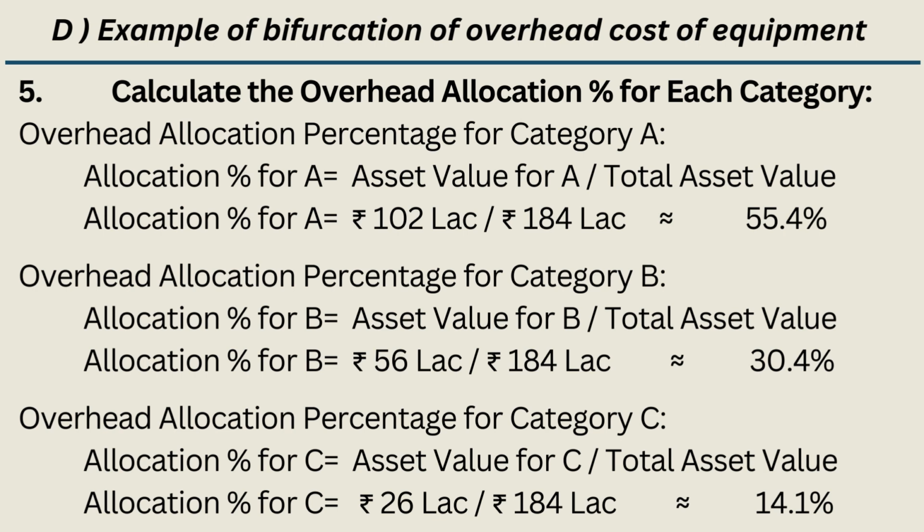Overhead allocation percentage for Category B. Allocation percentage for B equals asset value for B divided by total asset value. Equals 56 Indian rupees lakh divided by 184 Indian rupees lakh is almost equal to 30.4%. Overhead allocation percentage for Category C. Allocation percentage for C equals asset value for C divided by total asset value. Equals 26 Indian rupees lakh divided by 184 Indian rupees lakh is almost equal to 14.1%.